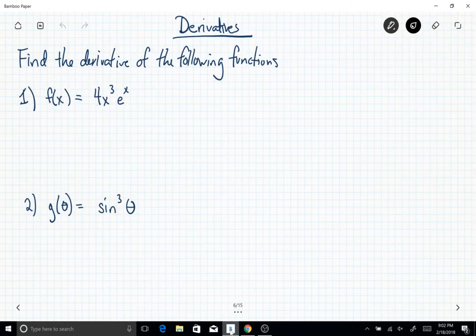Let's keep on moving forward into derivatives, seeing what happens with the derivatives. And then we'll jump back to some stuff that ties back into limits. And once again, if you have any questions, let me know. I'm here to help. So in this case, find the derivative of the following functions.